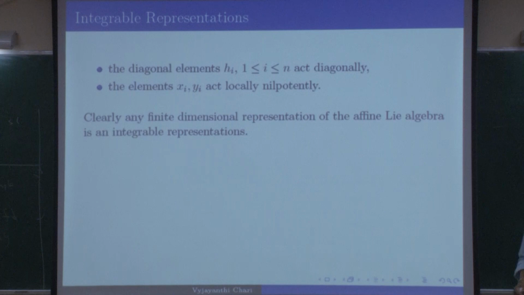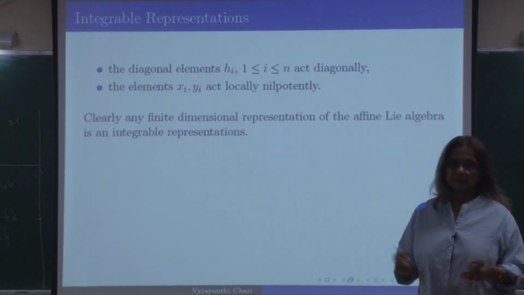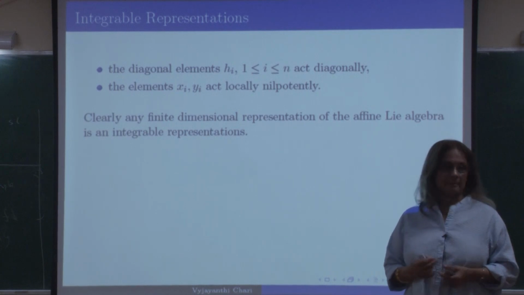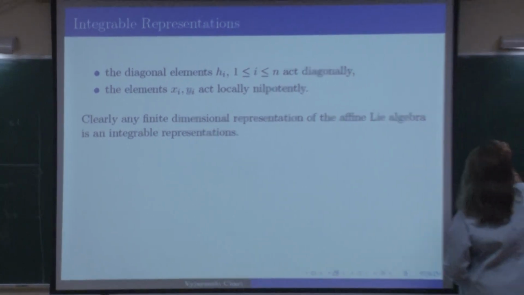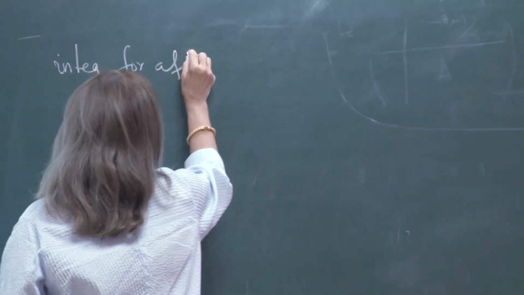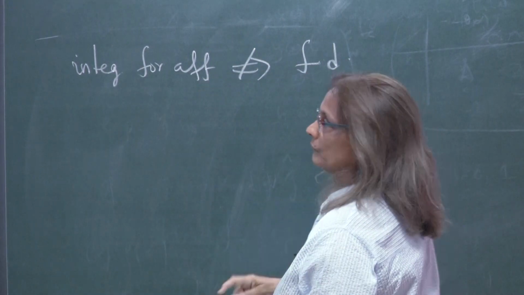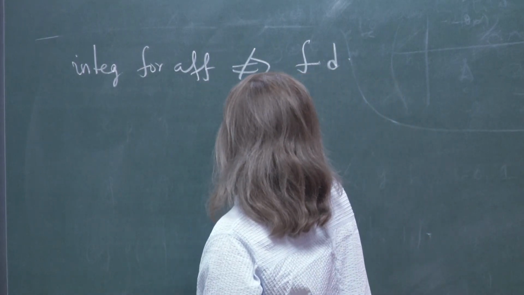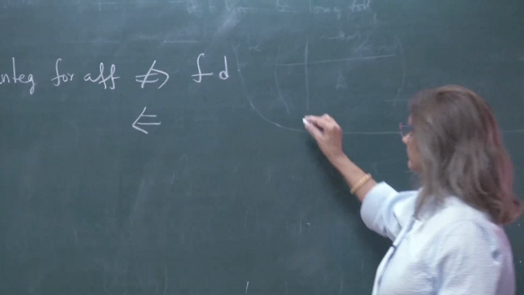And of course, any finite dimensional representation is integrable once you want the things to act semi-simply. So finite dimensional implies integrable, and we'll see that the converse, so integrable for affine, does not imply finite dimensional. We'll see that in a second. It's a trivial example, and the converse direction is, of course, trivially true.